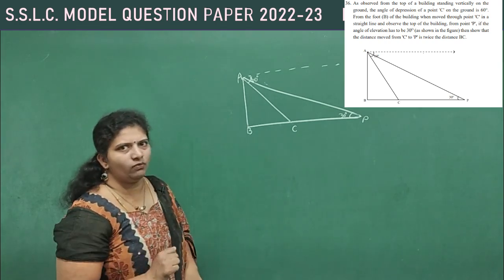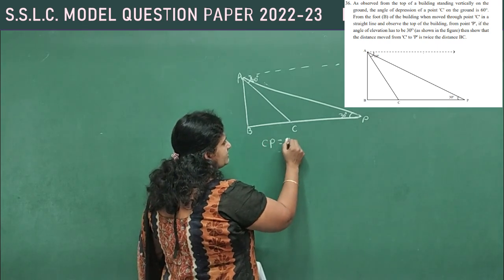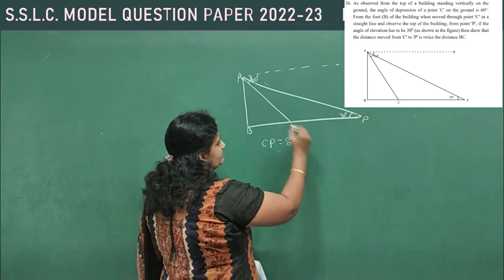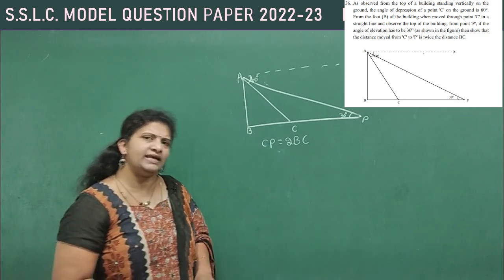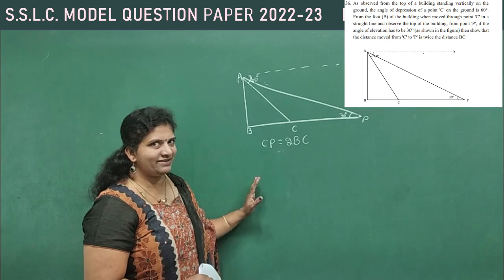So finally what we need to prove? They asked us to prove CP is equal to twice BC. The problem is very simple, but you have to understand the problem carefully. So let's see once again.